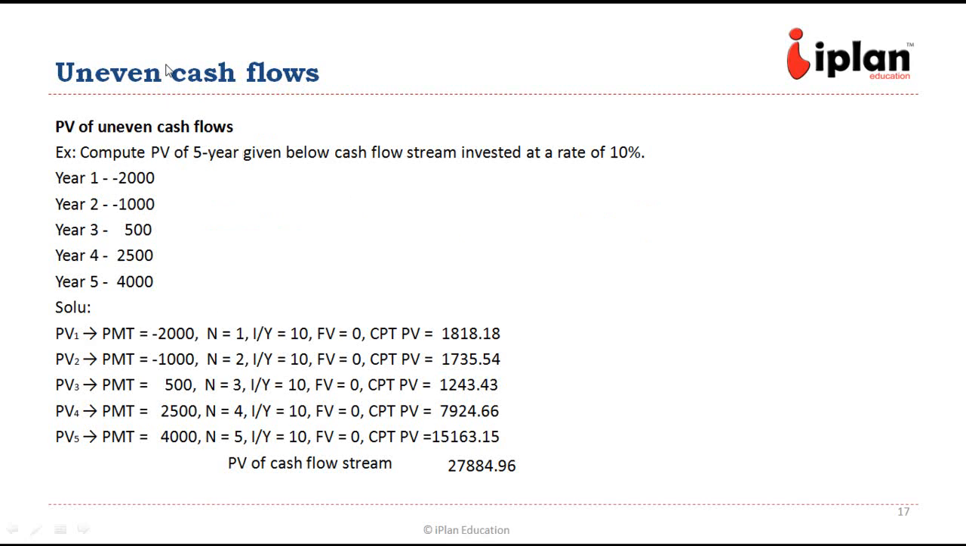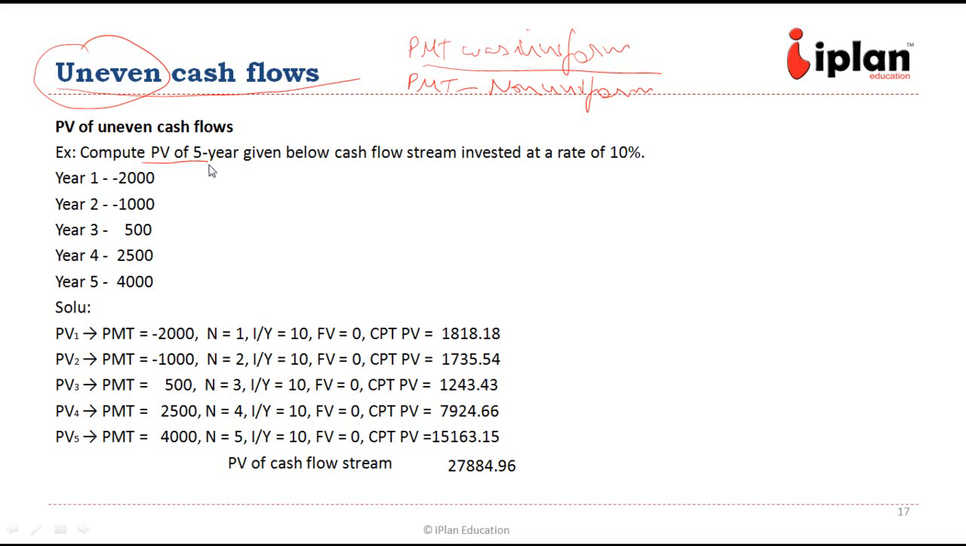Okay, so far we have talked about even cash flows, where every year or every period we were receiving the same amount of payment. Payment was uniform or same for every period. But here in the case of uneven cash flow, the payment is non-uniform. For example, this says compute present value of 5 year. The cash flow is given below. This is invested at the rate of 10%.